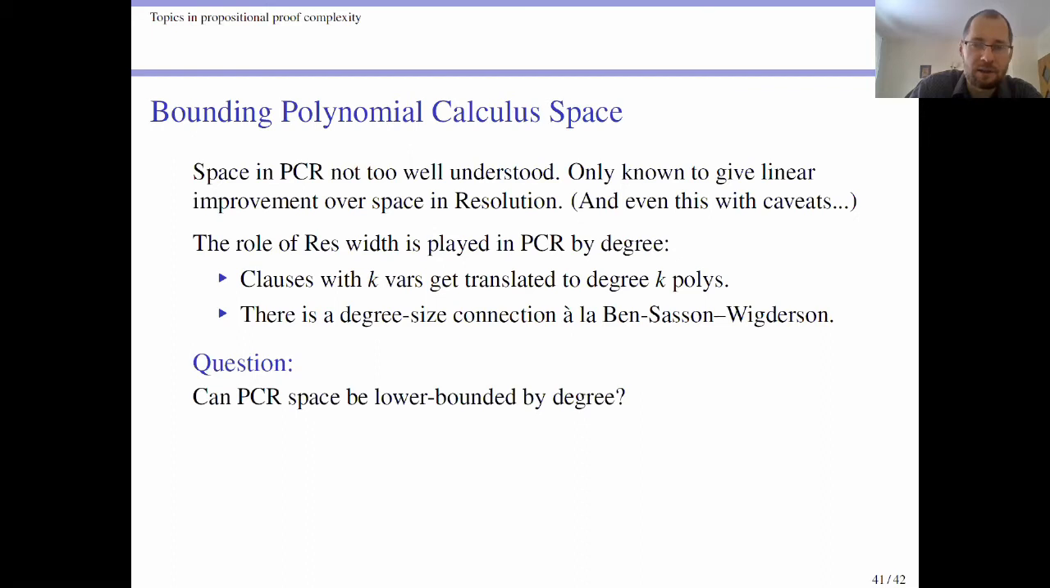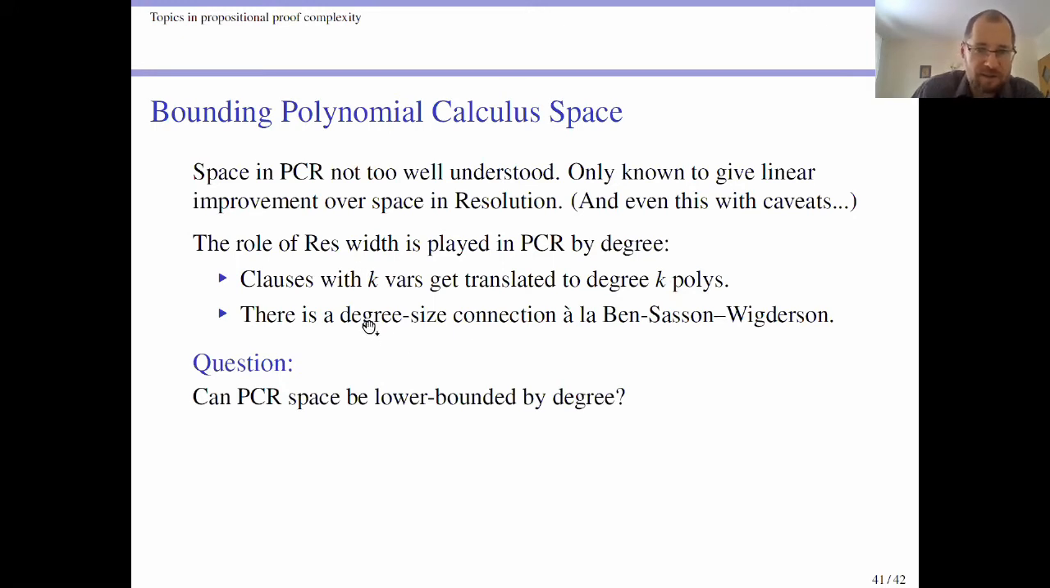And the answer, well, one possibility was that the right notion to consider instead of width is degree. So, of course, a polynomial in polynomial calculus has a degree, right? And degree is kind of the notion corresponding to width when you move from resolution to polynomial calculus. If you take a clause that has k variables, so it has width k, and you translate it to a polynomial, that's going to be a degree k polynomial.